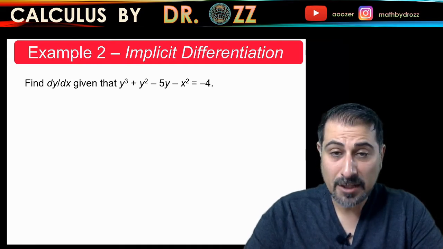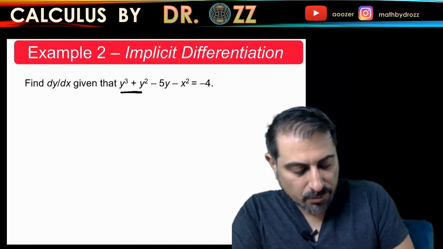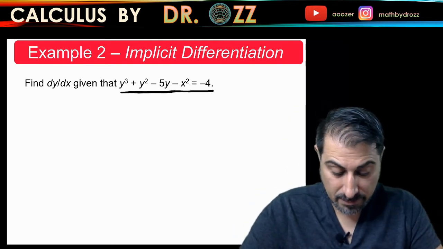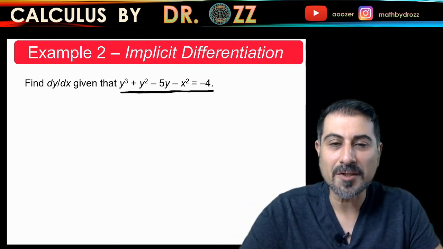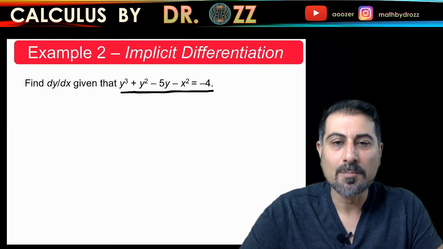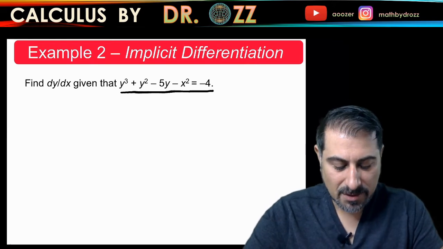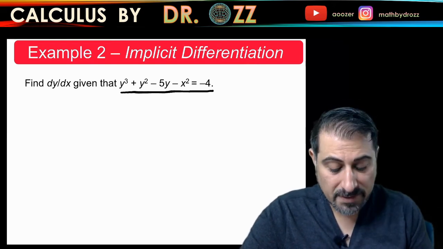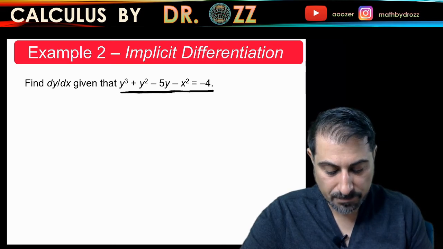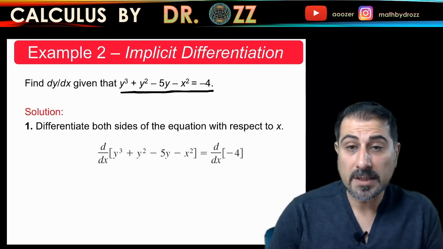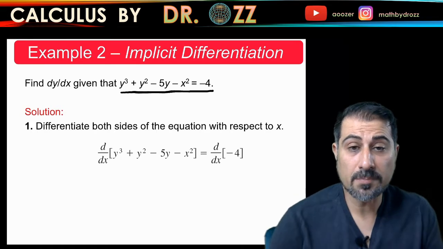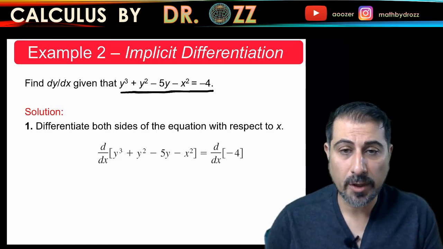So we're going to find dy over dx for this implicitly provided function. And it's obvious that this function is implicit because y is not provided explicitly. So in the first step, we're going to take the derivative of the whole equation. In other words, we're going to take the d/dx of both sides of the equation.